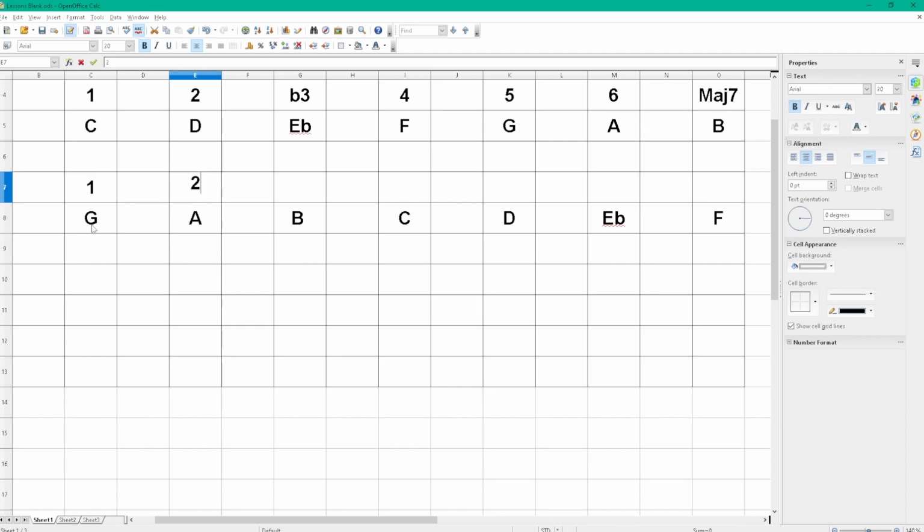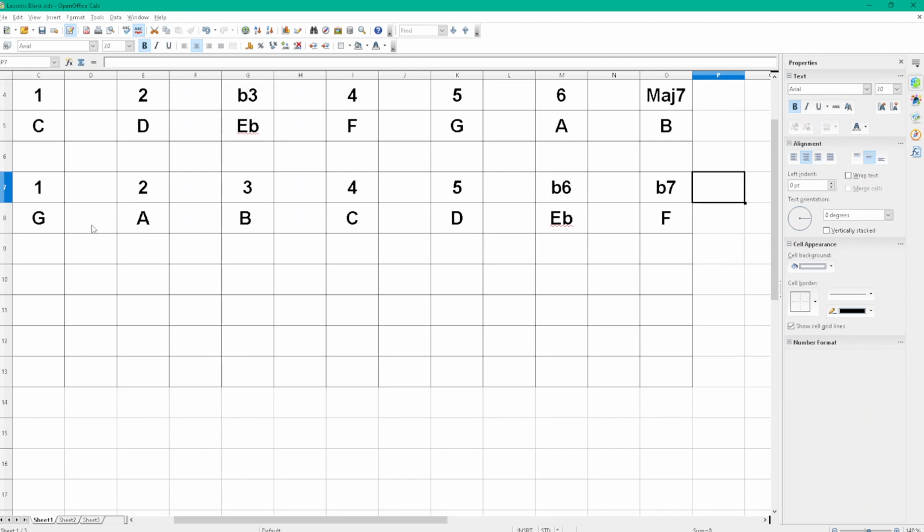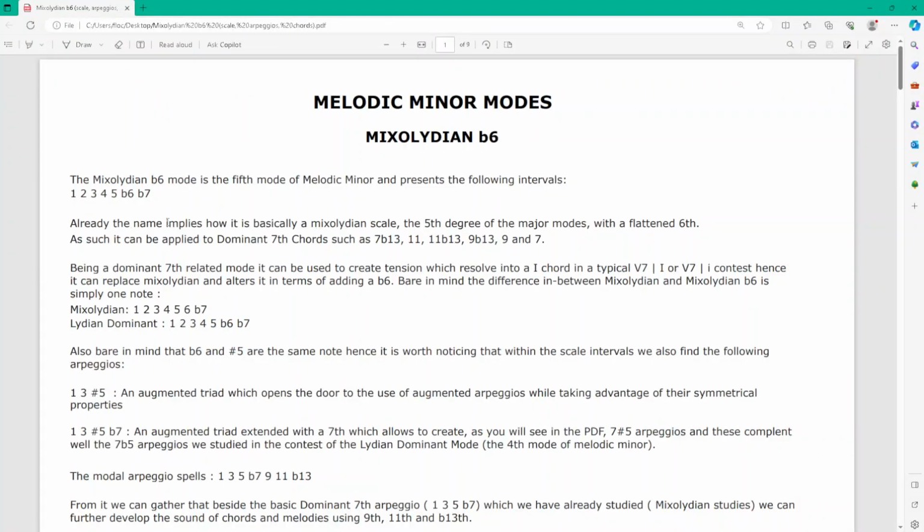Now, if I look at the intervals considering G as the root note, we know that A is the second, B is the third, C is the fourth, D is the fifth, E flat is the flat 6, and F is the flat 7. Hence the intervals I just described to you. Already the name implies that it is basically a Mixolydian scale, the fifth degree of the major modes, which we have already done, with the flat 6.